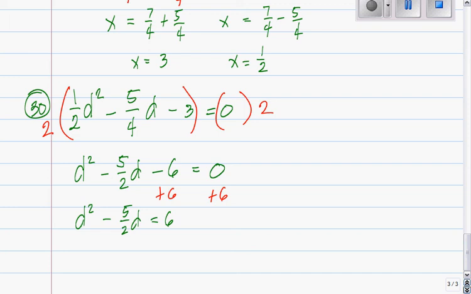Yes, 5/4. What's 5/4 squared? 25 over 16. So you now have d squared minus 5 halves d plus 25 over 16 equals 6 plus 25 over 16.